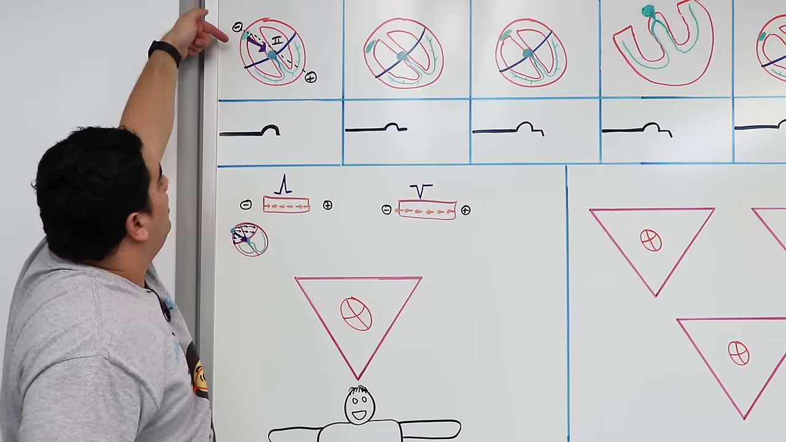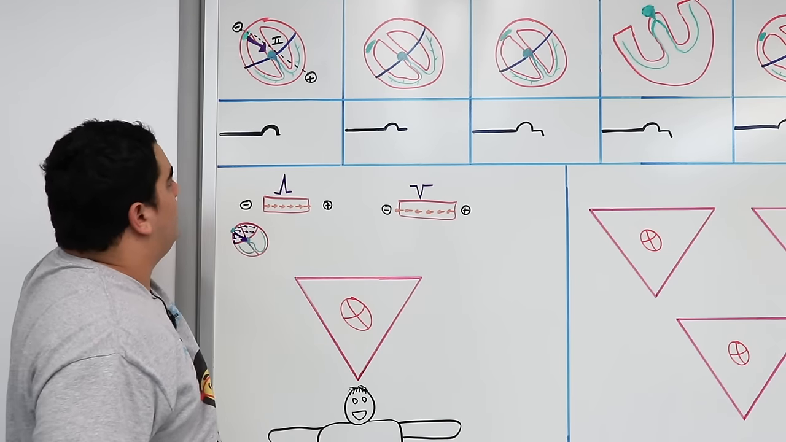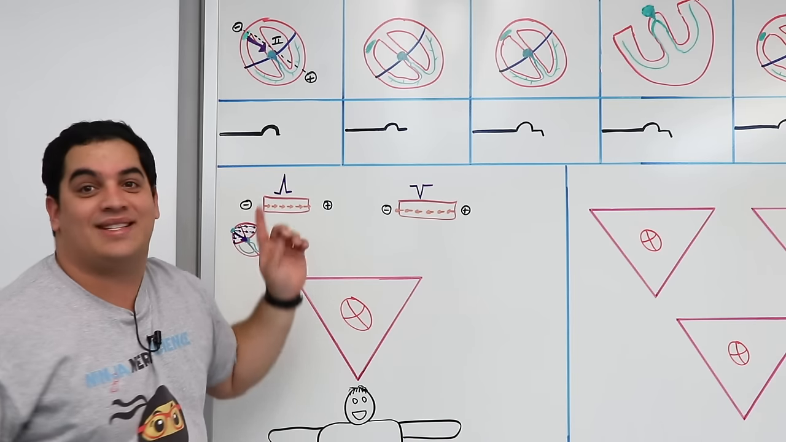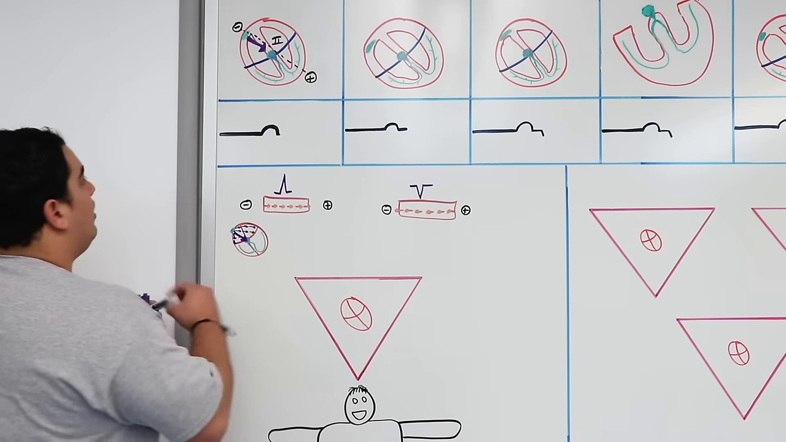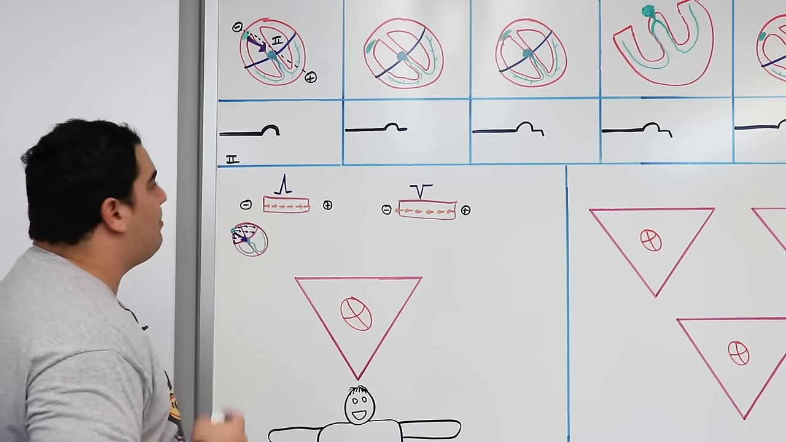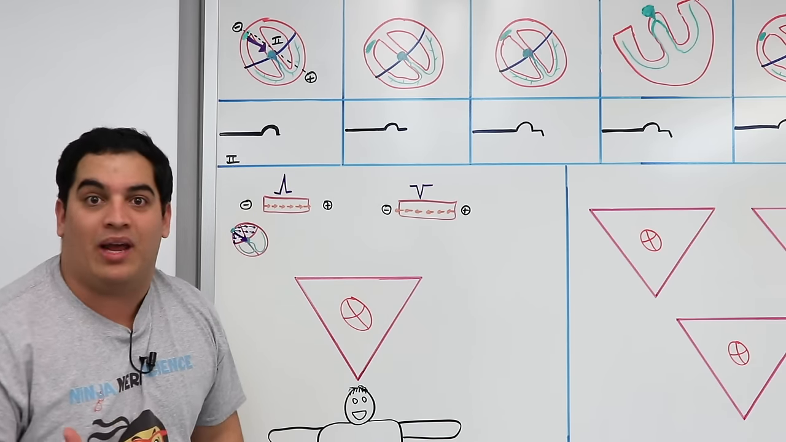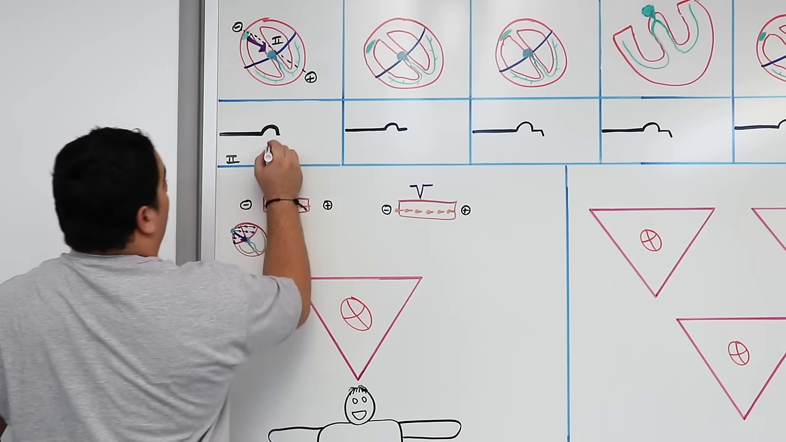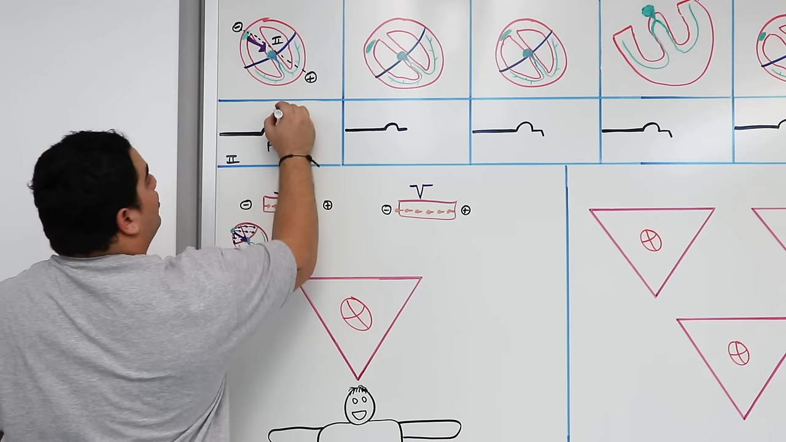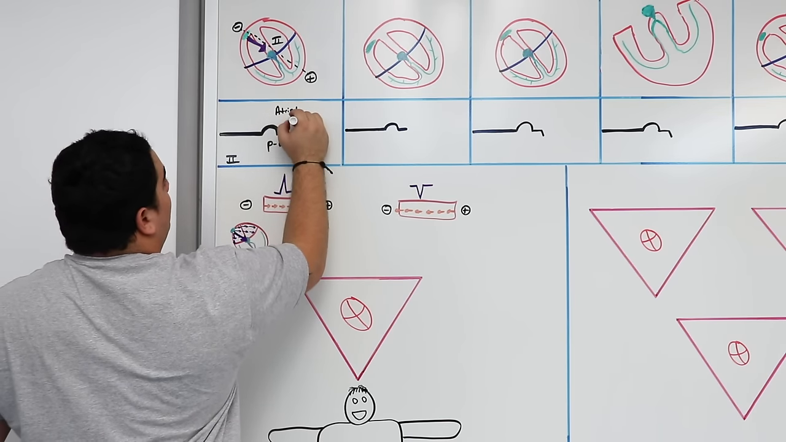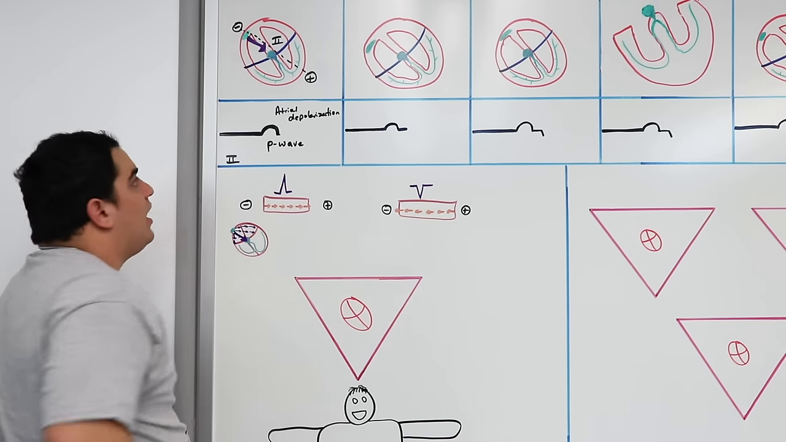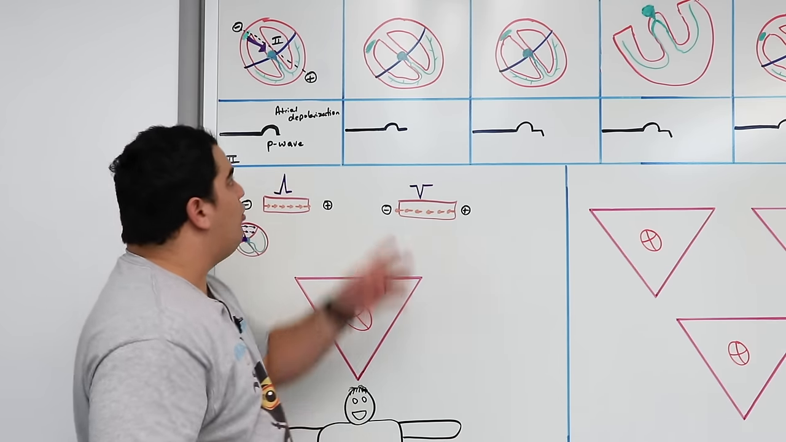But which way is it moving? The electrical activity is moving towards the positive electrode. So what should that produce on the EKG on lead two? A positive deflection, right? So on lead two, you should get a positive deflection. Well, guess what that positive deflection is? That's the P wave. That's representing atrial depolarization. So the P wave is indicative of atrial depolarization, right? All right, cool. Next thing, we move on.